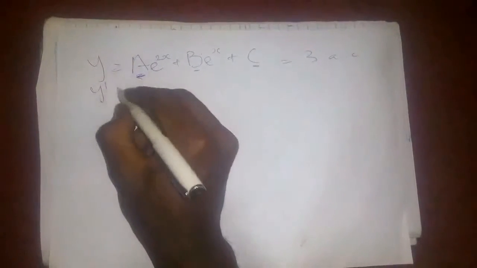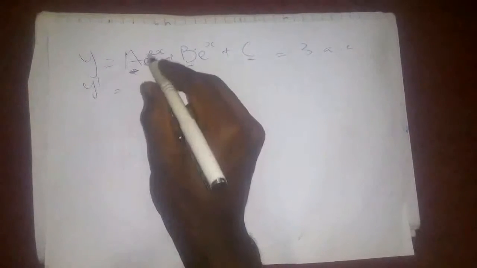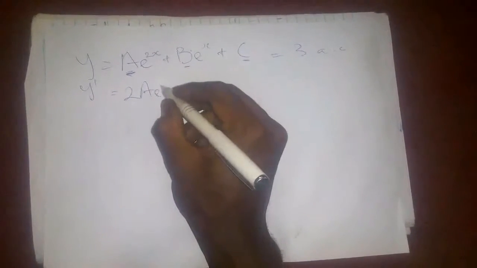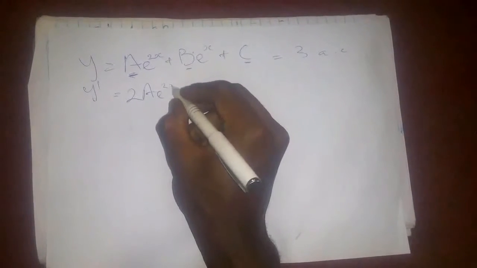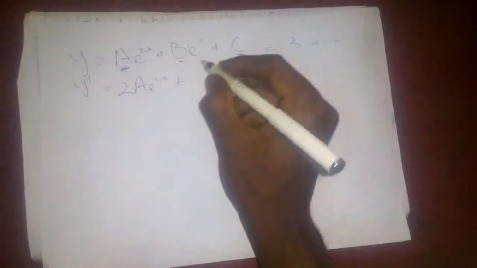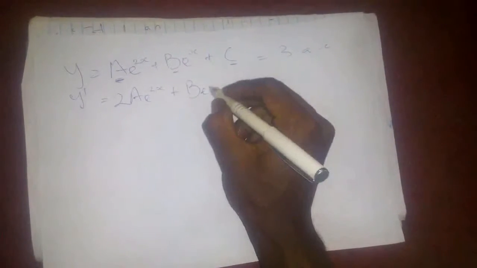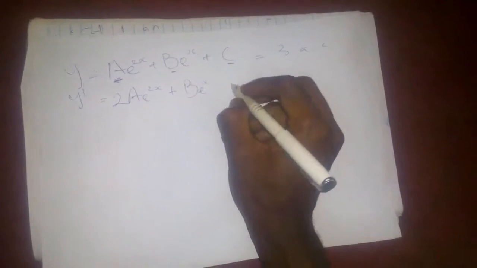And now let's do it. The first differentiation will give you 2a e raised to power 2x plus b e raised to power x. This is the first differentiation. Don't forget that you differentiate 3 times based on the fact that there are 3 arbitrary constants here.